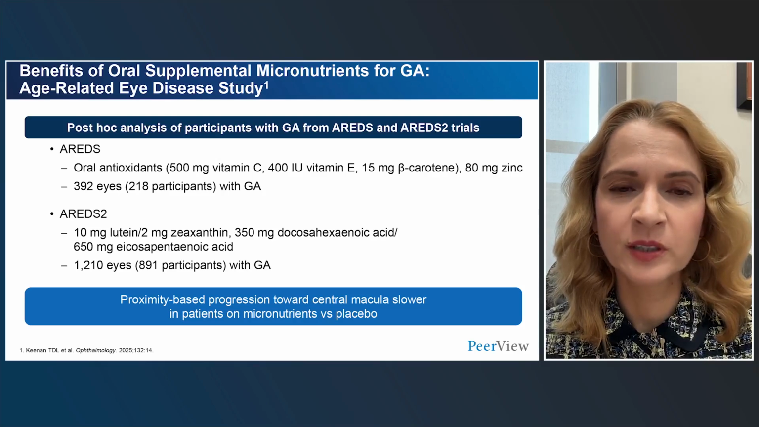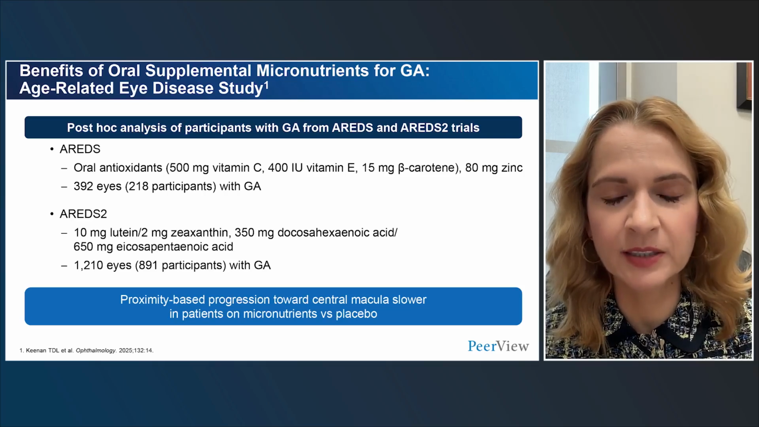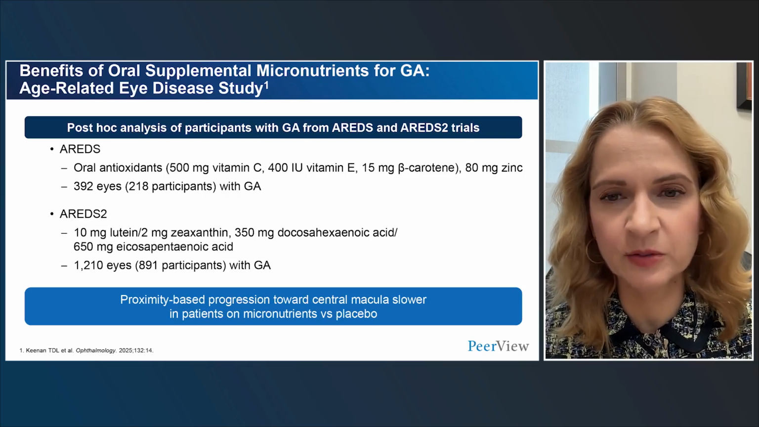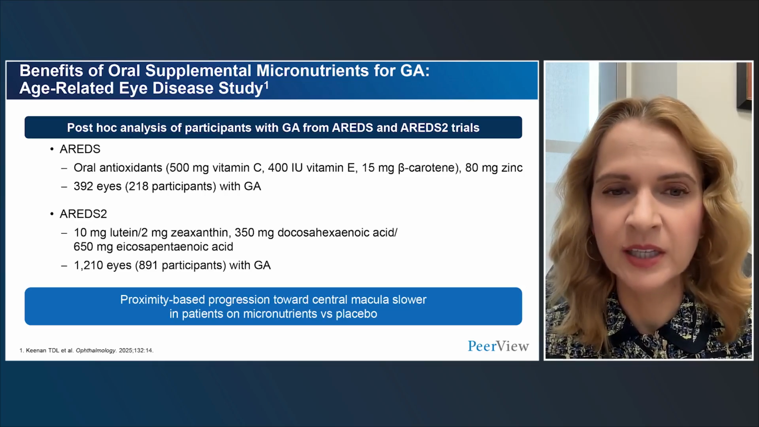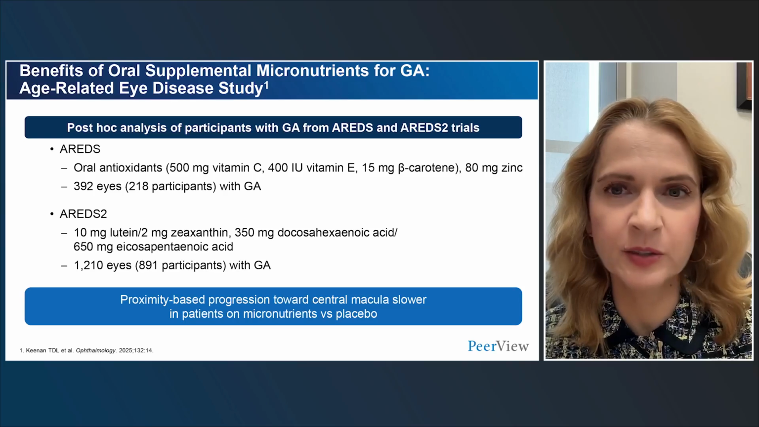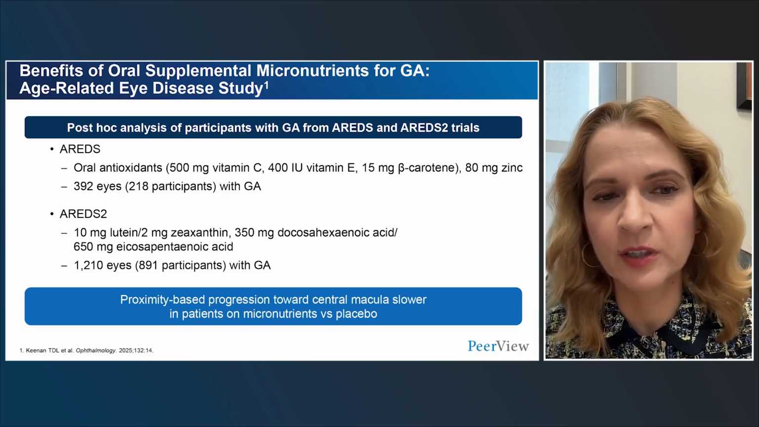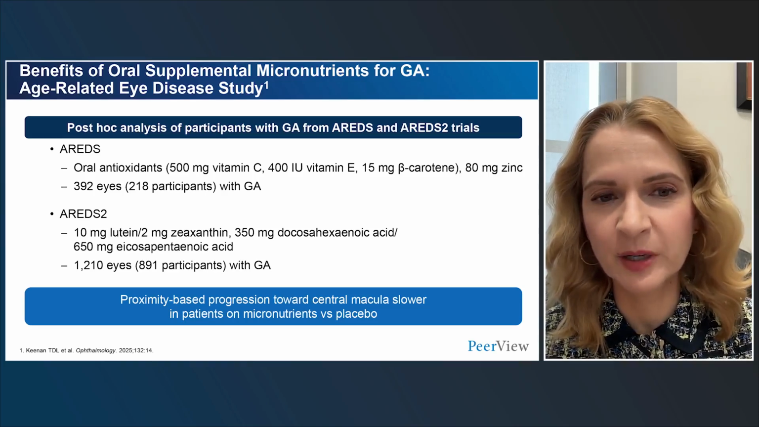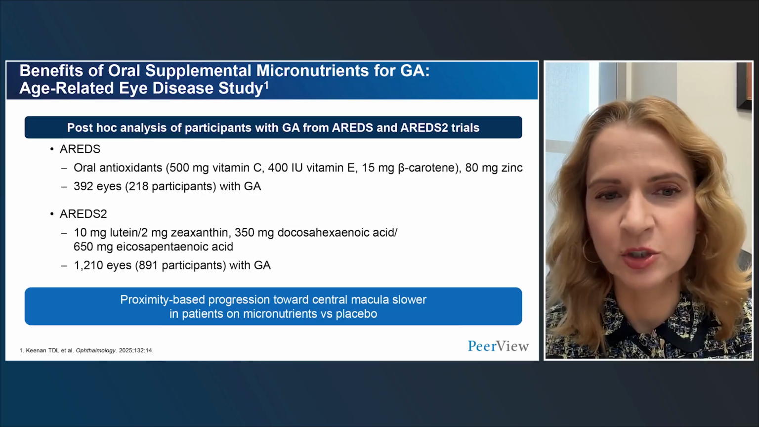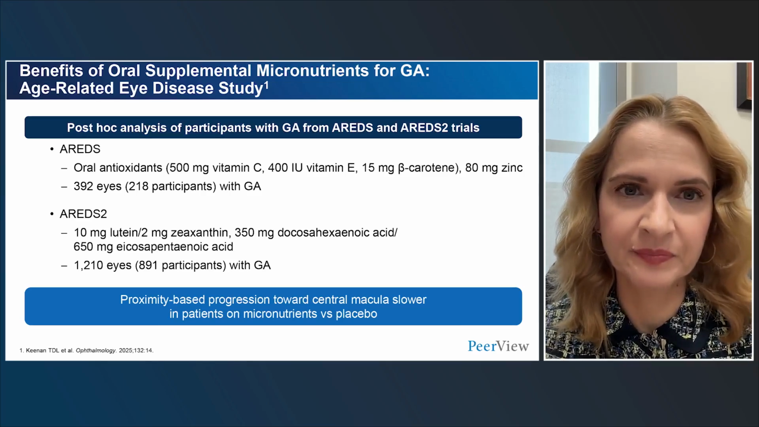These studies have shown conclusively that the proximity-based progression towards the central macula that usually happens in geographic atrophy was slowed down in patients on micronutrients versus placebo. So it is beneficial to use these micronutrients, these vitamins in our patients to avoid their geographic atrophy from encroaching on their foveal center. The foveal center is responsible for visual acuity and sharp visual function, responsible for activities of daily living.